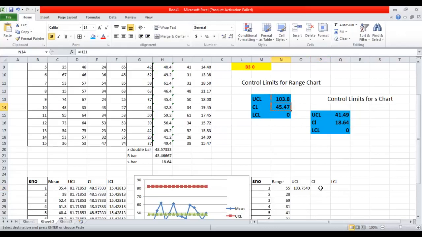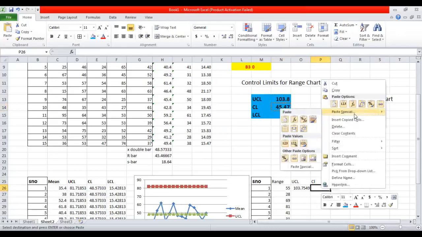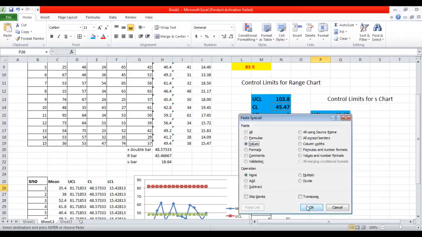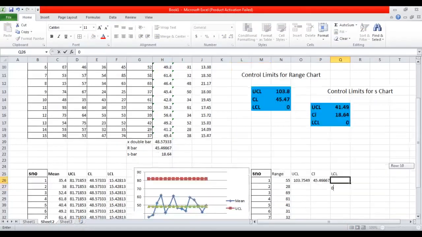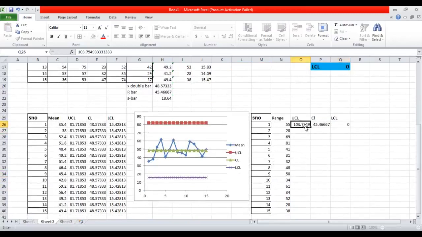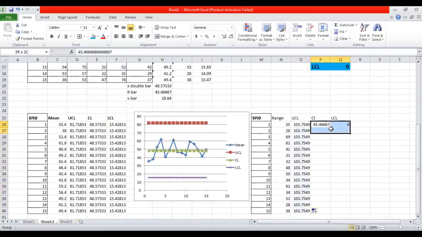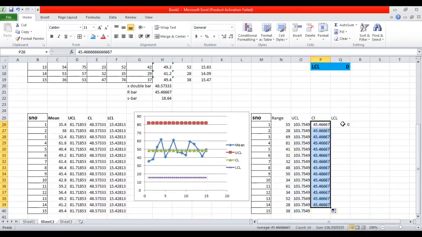Next CL, Control C, paste special, then paste the values. CL value, LCL value is 0. So now we can drag these values for all the 15 samples. Here also.